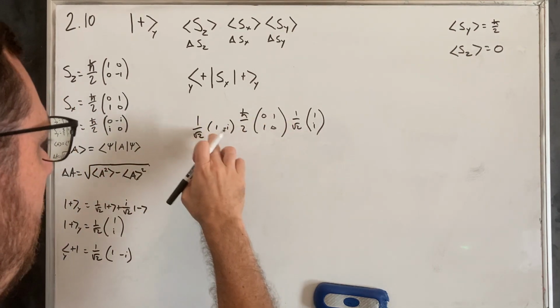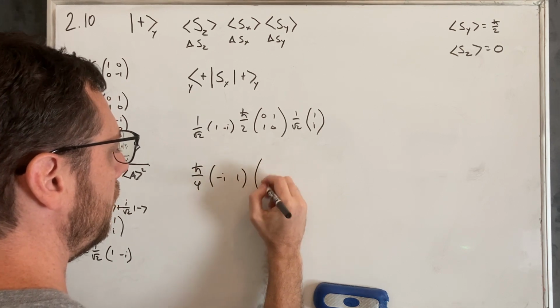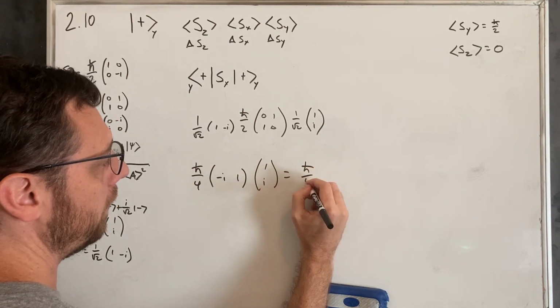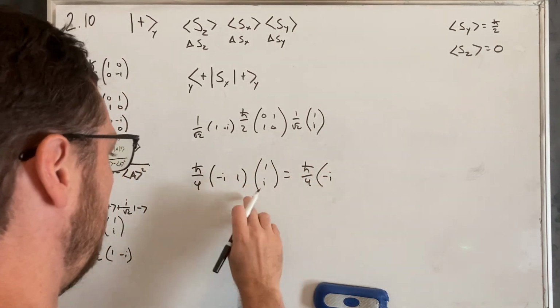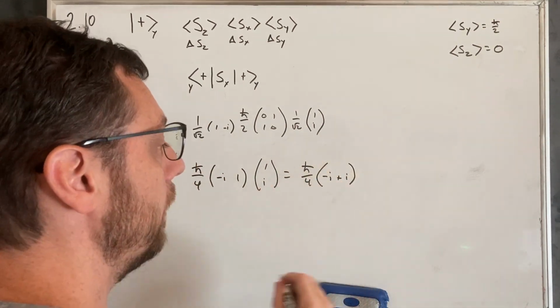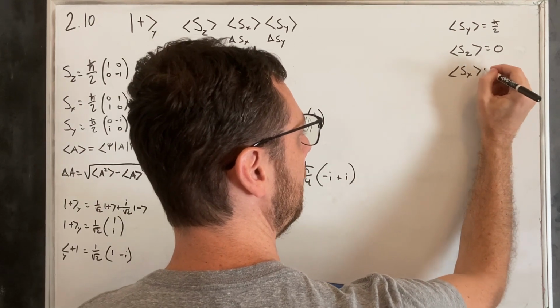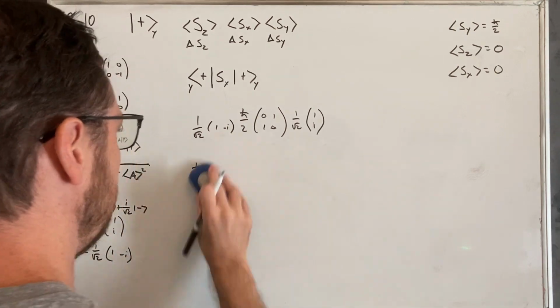And then we'll have 1 plus 0 is 1, and then 1 and positive i, equals, we'll have our h bar over 4, and we'll have negative i plus i, it looks like, and that's going to be 0 also. So the expectation value for Sx is going to be 0. Same reason, we're going to have a mix of negative h bar over 2 and positive h bar over 2.